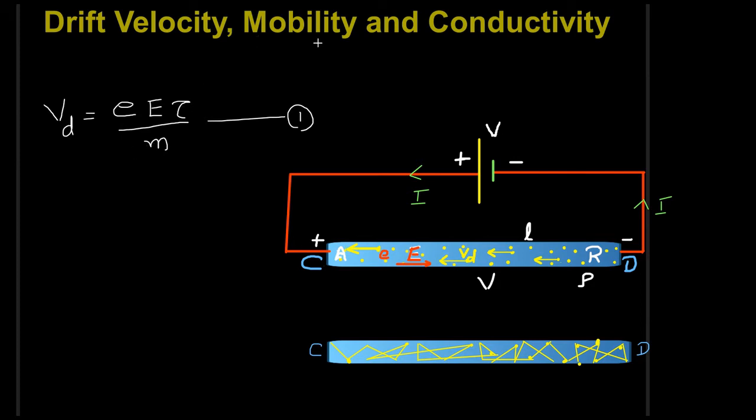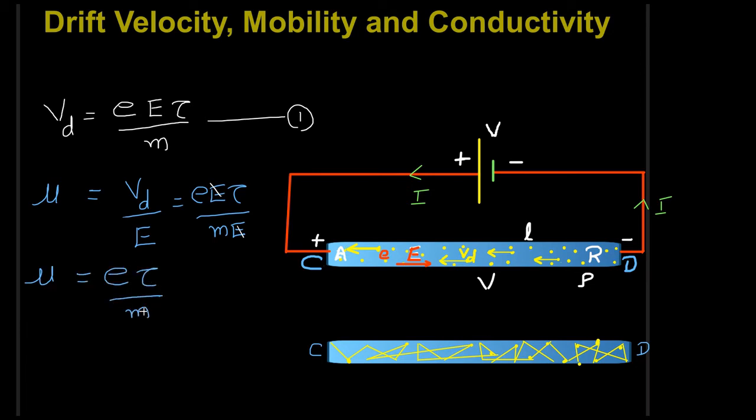Then what is mobility? Mobility is represented by the symbol mu, which is the ratio of drift velocity to electric field. And we know Vd equals e E tau by m, that divided by E. So E gets cancelled out. Therefore, mobility mu equals e tau by m. We call this equation number 2.